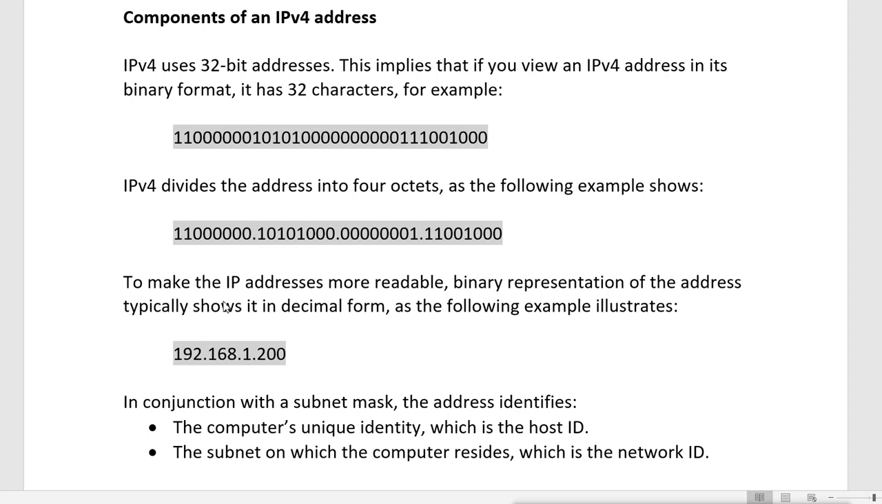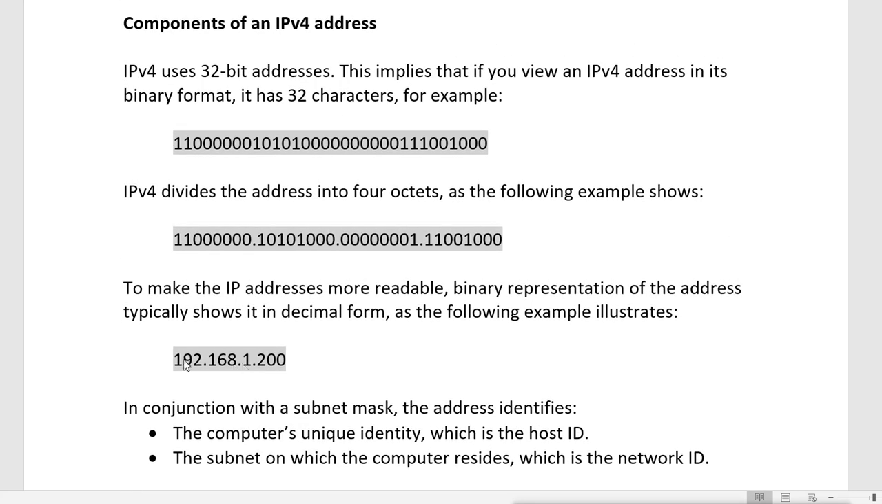So to make the IP addresses more readable, the binary representation of the addresses is typically shown in decimal form, as the following example says here. So we can say this is the binary version of the IP address, and this is the same IP, but in decimal version.